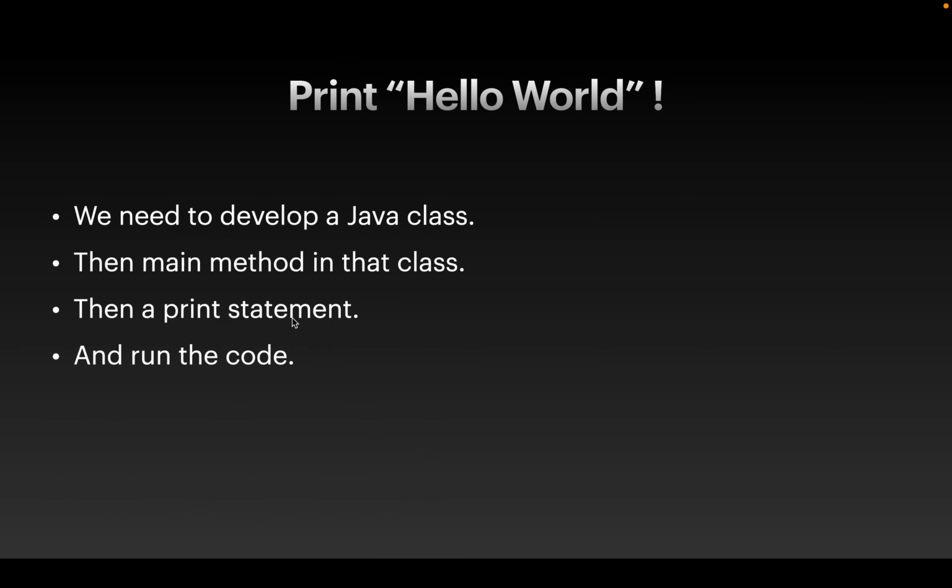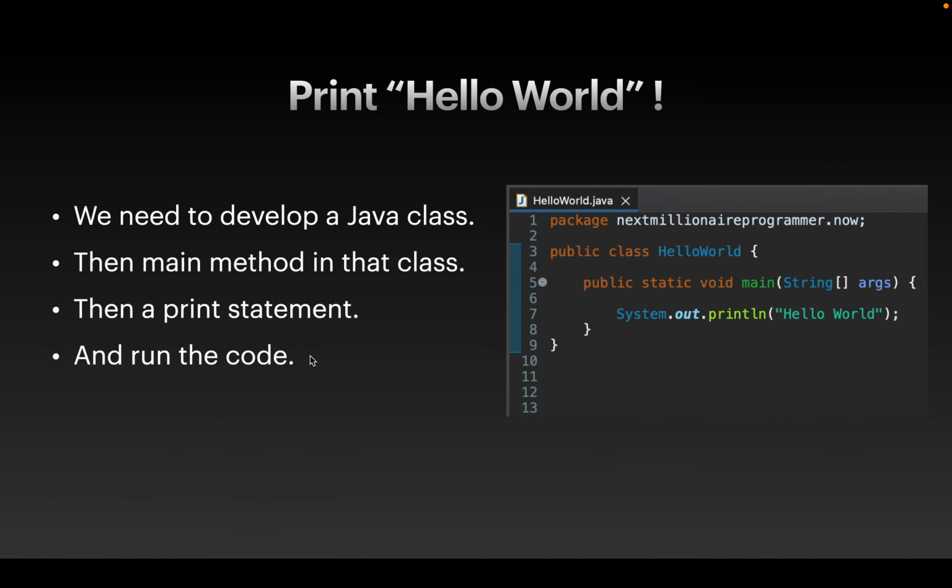We need to write a print statement, and finally we need to save the program and run the code. So this is a Hello World program, and you can see on line number 3 Hello World written here in this blue color. So this is a class, and line number 5 is called a main method, and line number 7 is a print statement. That contains the statement Hello World.